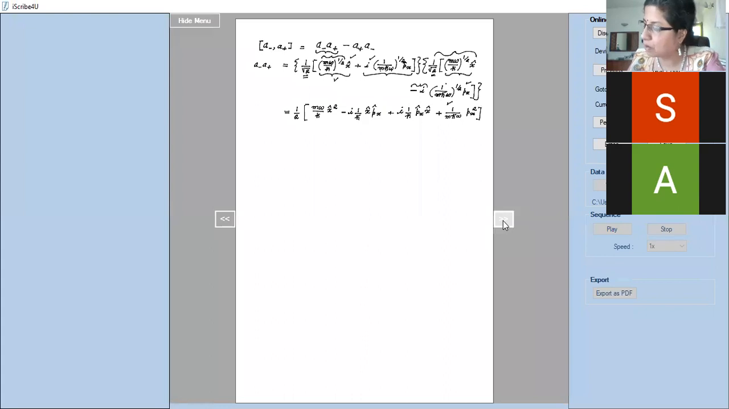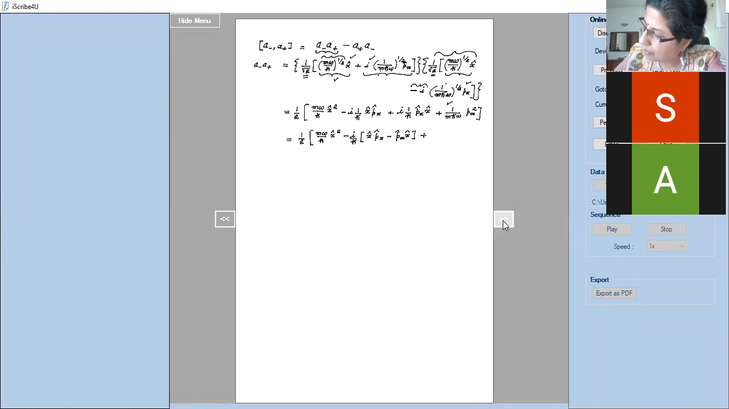Now, oh, sorry, I made a mistake. No, this is correct. So let us just rearrange this. We will have over here m omega by h cross x square. All right, and then we can take out a minus i by h cross over here. And what will we get over here? We'll get an x px, and a minus px x, right?